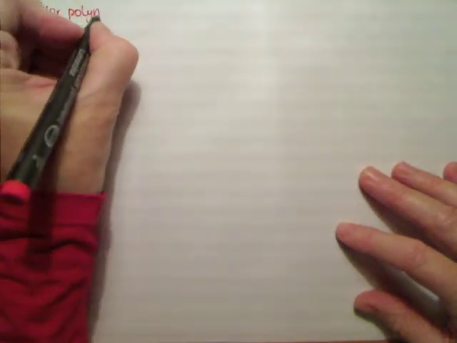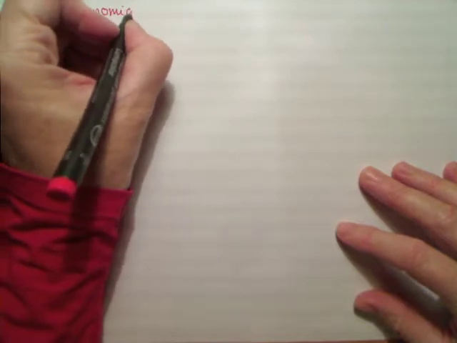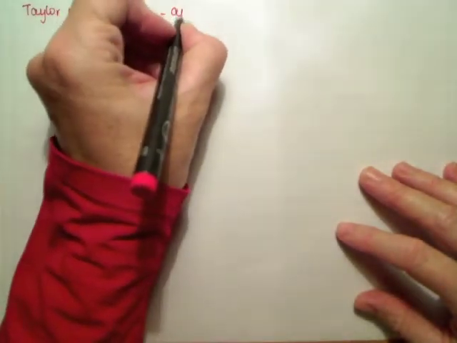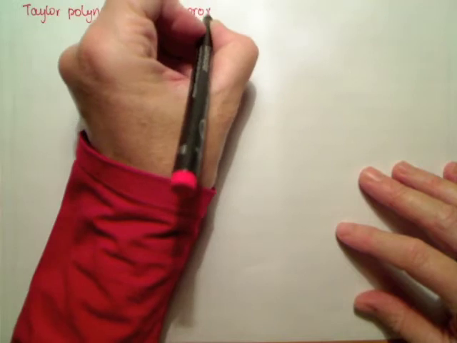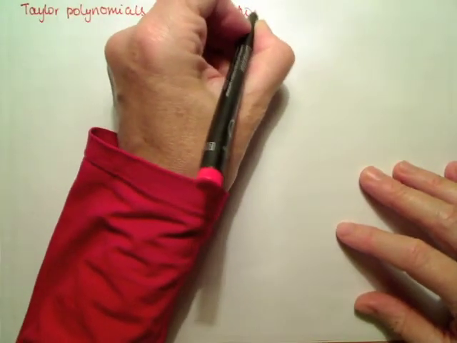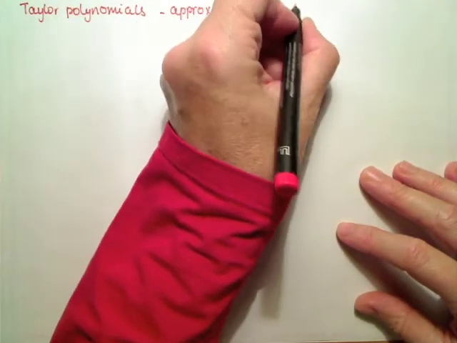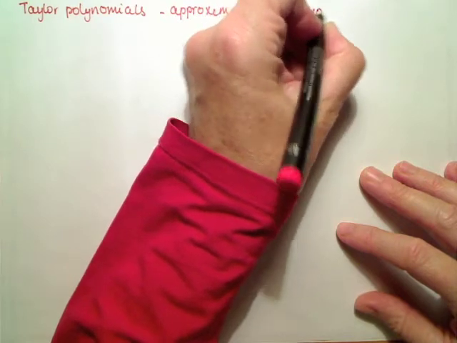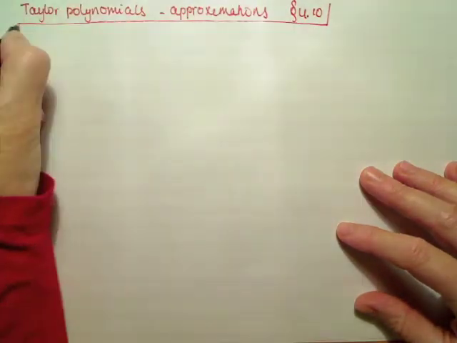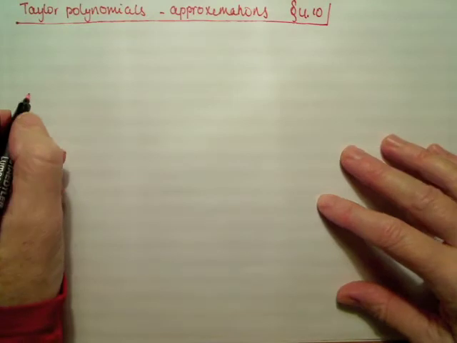Okay, so now why would we want to look at higher order derivatives? It is because of the connection with so-called Taylor polynomials, which tell us something about approximations for functions. And again, the material is in section 4.10 of the book. You can read it if you like.